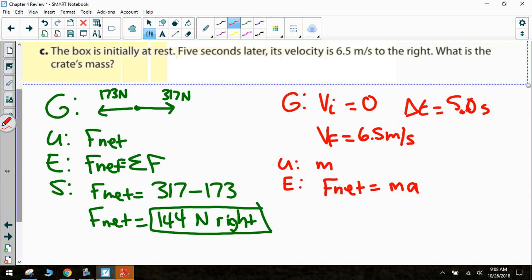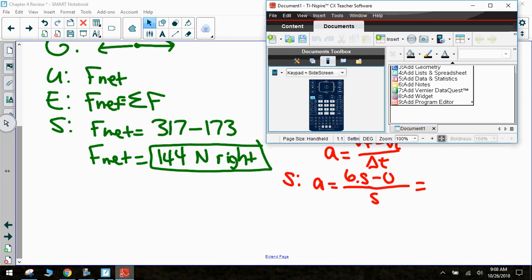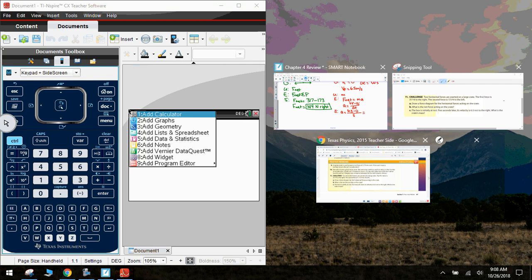Yeah. That was one of the first things that we did. Acceleration is equal to V final minus V initial divided by delta T. Okay, so we'll solve this second equation and then plug it into the first equation. So the acceleration is V final, which was 6.5, minus 0, because y'all like me to put all the numbers in there, divided by 5 seconds. So what's 6.5 over 5? Y'all got 1.3?